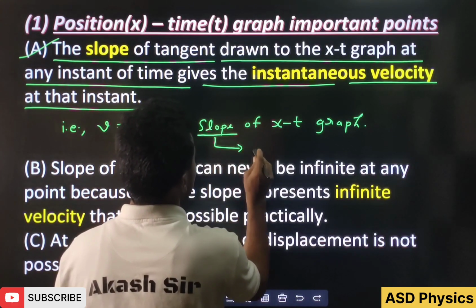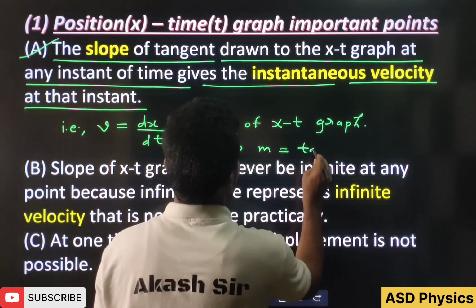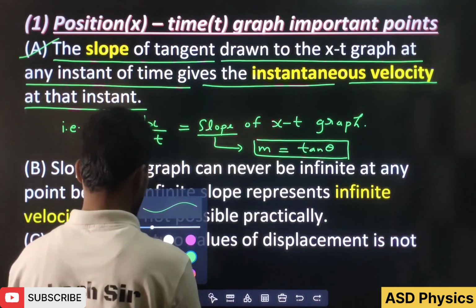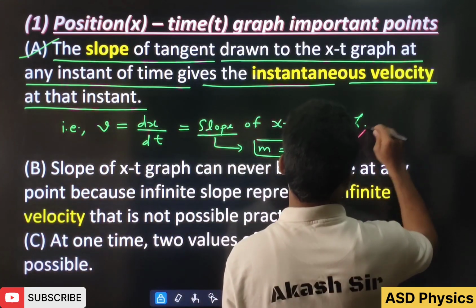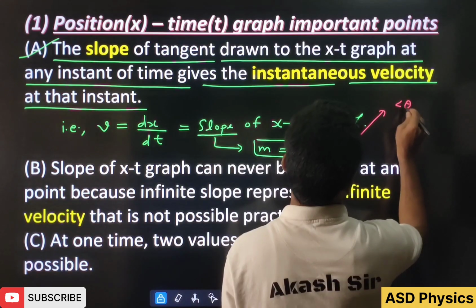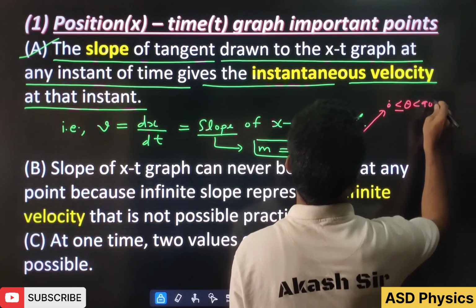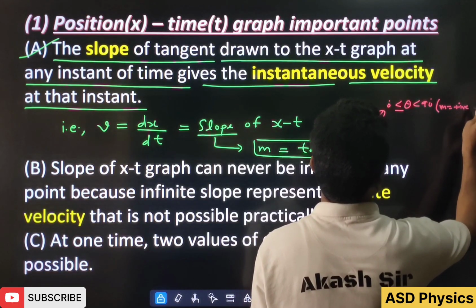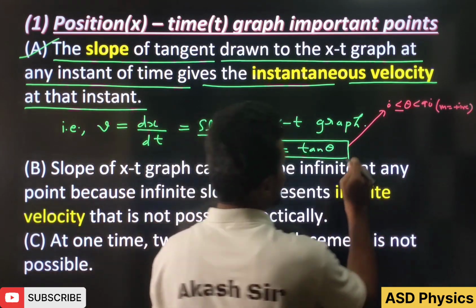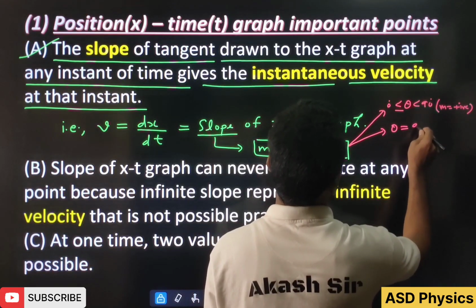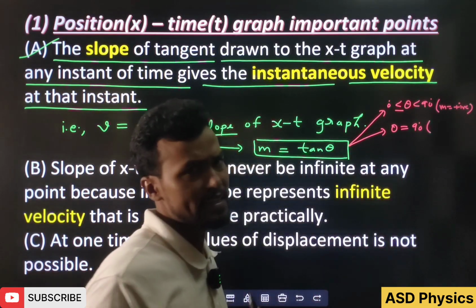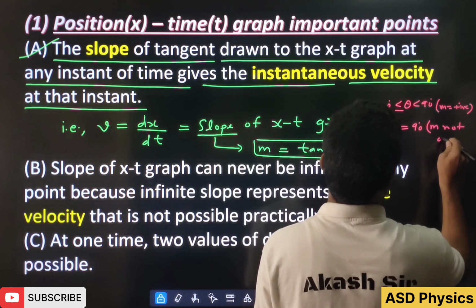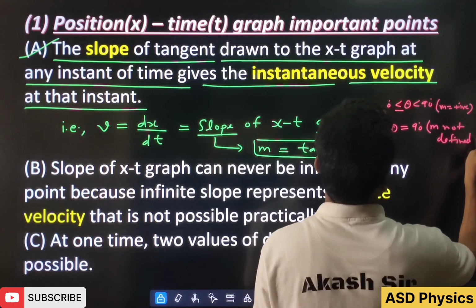And the slope, I hope you know very well, is represented by M, or we can write M equal to tan theta. Remember that when theta is 0 to 90 degrees, this slope M will be positive, okay? Similarly, if theta equals 90 degrees, you know very well tan 90 is not defined. So for 90 degrees, the slope M is not defined.